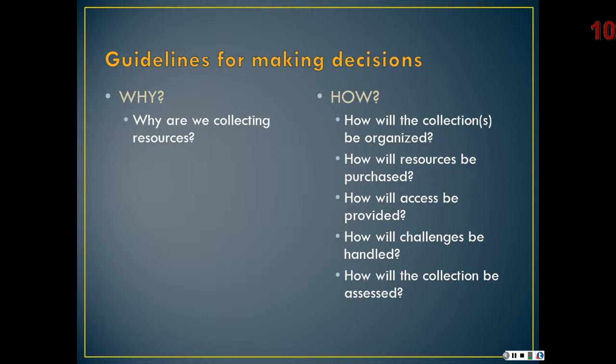Some districts require that the purchasing go through the district level, while others will allow libraries to send their own purchase orders into vendors, and so those sorts of things need to be spelled out in the collection management policy. How will access be provided? So if we do have electronic resources, who's responsible for making sure that there's access to those resources?